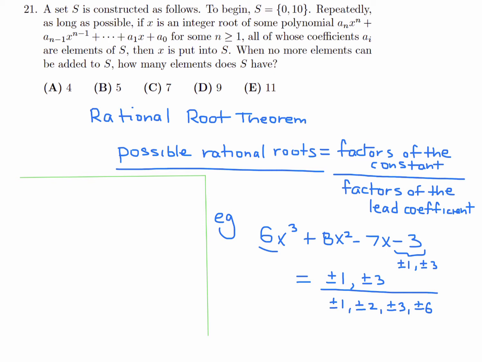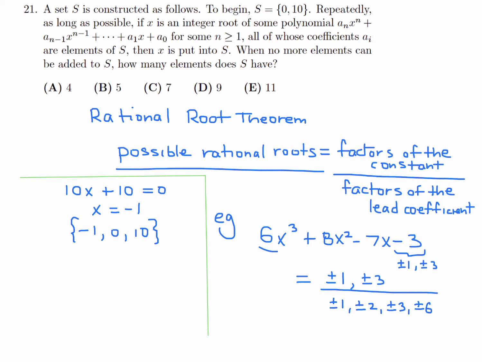We first have to create some sort of polynomial, right? We are given this big long polynomial, but we have to create one, and we don't have much of a choice. We only have 0 and 10. So I'm going to use 10, and a simple one, 10x plus 10. That will be my polynomial, and x is an integer root of that. If this is set to 0, the root is obviously negative 1. So my set has now become negative 1, 0, and 10. Before it was 0 and 10. Now that root is added to the set according to the rules of the question.